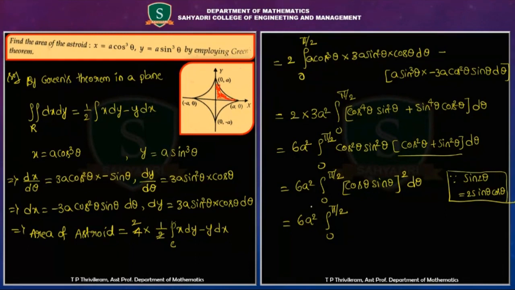I am going to substitute this. If you send this 2 to that side, I'll get sin 2 theta by 2, whole square, d theta. Okay, so this one is equal to how much you'll get? In the denominator you'll get 4. So that 4 I'm taking outside: 6a square by 4, integral 0 to pi by 2, sine square 2 theta d theta.